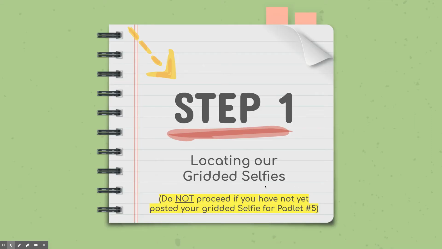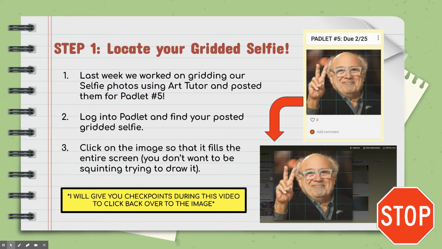So step 1, locating our gridded selfie. So if you have not completed Padlet 5, your gridded selfie, please do not proceed. You have to do that first before doing this Edpuzzle. Otherwise, you won't have anything to work with. So locating your gridded selfie, pretty easy.